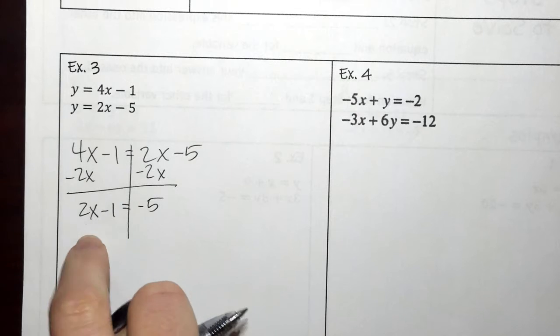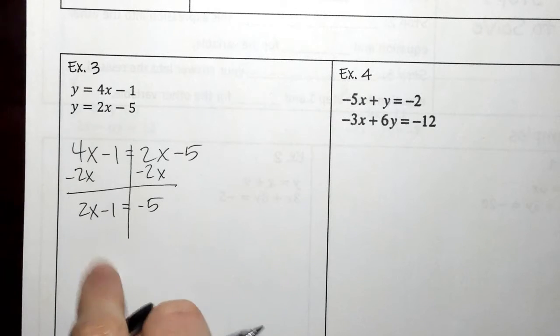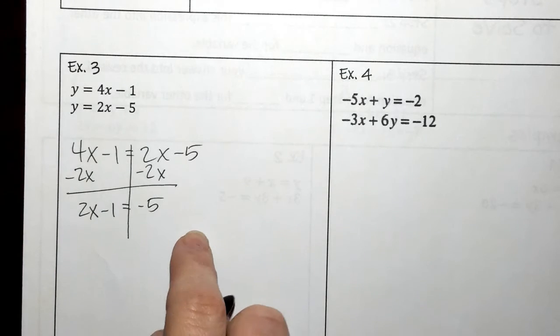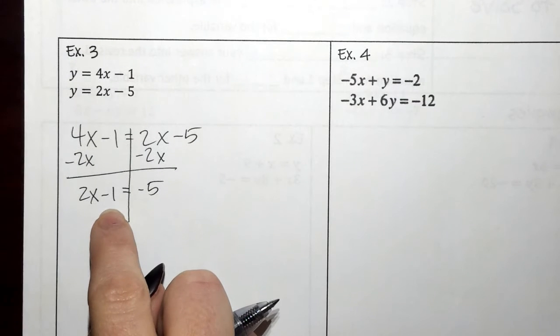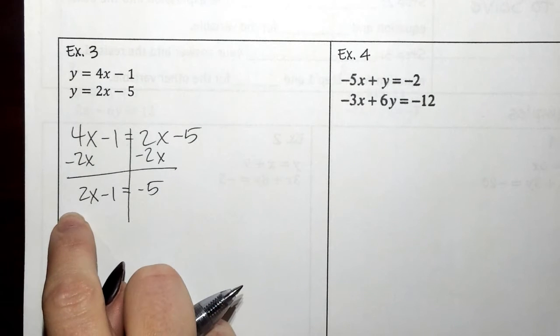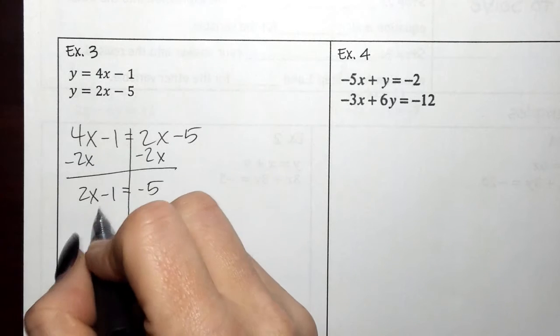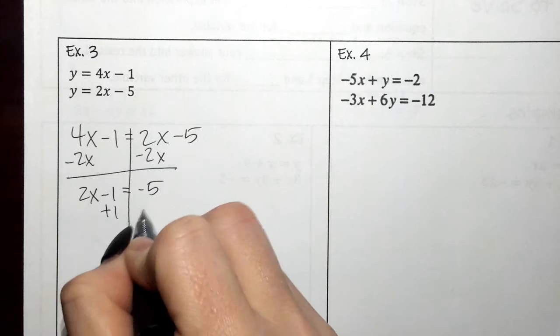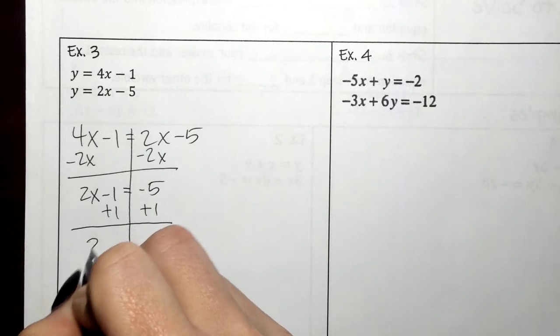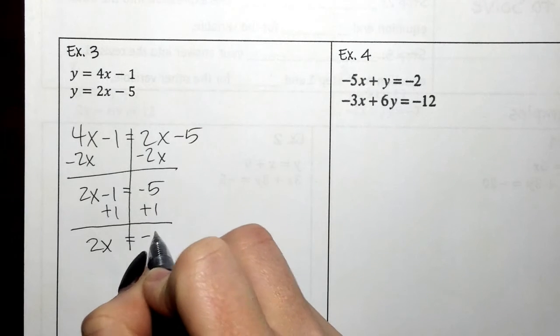Now that I've got the variable on one side, I can start to remove everything else and put everything else on the right-hand side. We always want to start with what's added or subtracted first, and then move on to what's connected to that variable. So opposite operations, we're going to add 1 to both sides. I'm left with 2x equals negative 4.